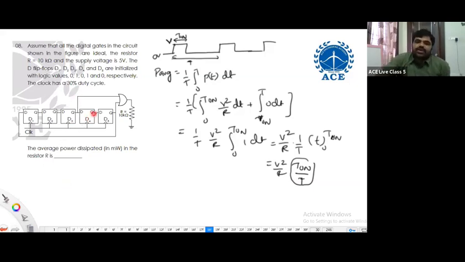So let us see what waveform we get across the resistor. For that, what should I use here? If I say Q1, Q2, Q3, Q4, Q5 is initially loaded with 0, 1, 0, 1, 0. Am I right? 0, 1, 0, 1, 0. Then what is the next state of this?